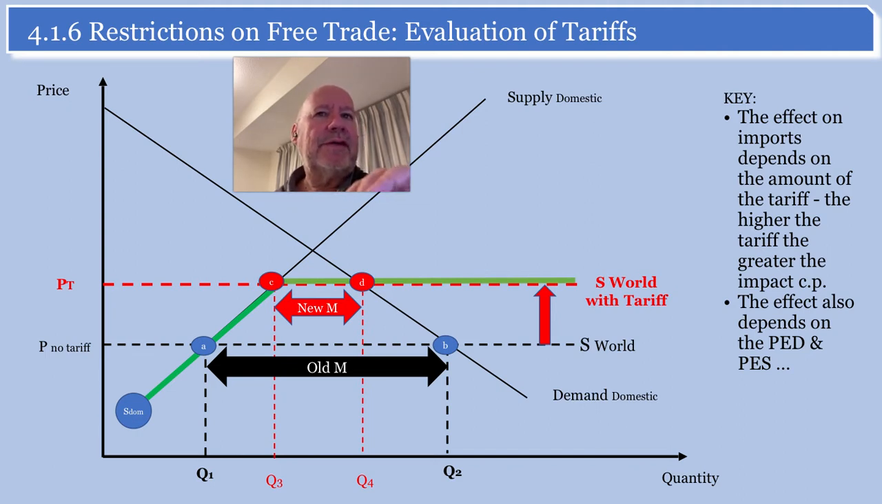And you'll often find that the best answers will actually rank their evaluation. So the most important impact has been this, and the second most important, and the amount by which the tariff has gone on is way down that list really. So the effect also depends, and this would be your second and third evaluation points, I would say, on the PED and the PES. Okay, so I think that is also quite important.